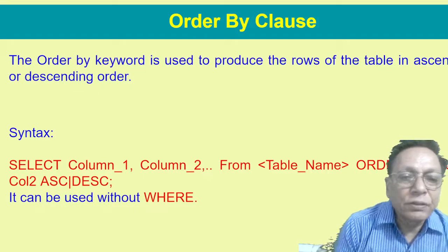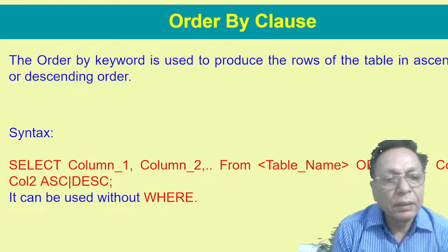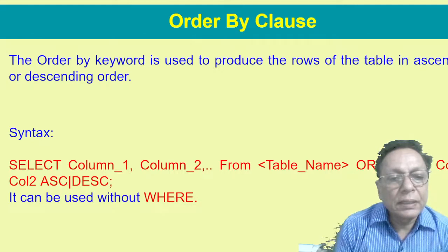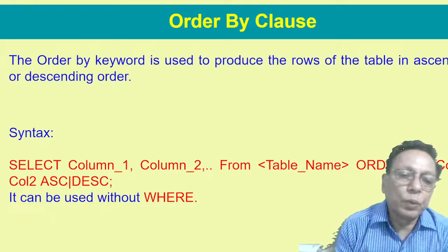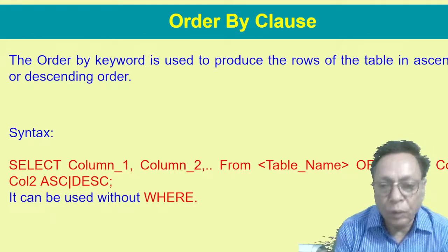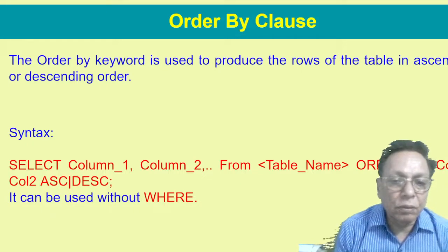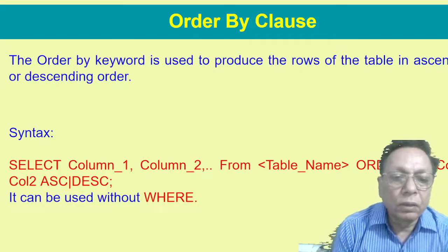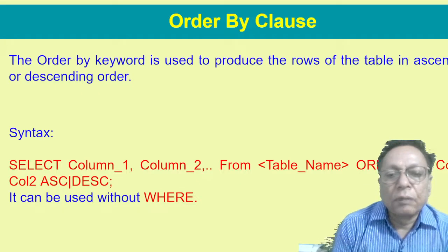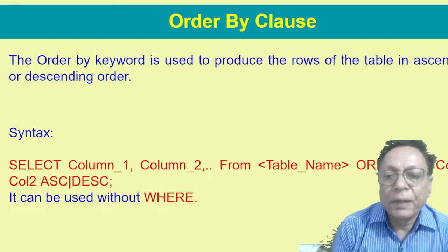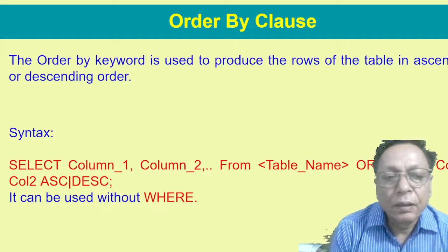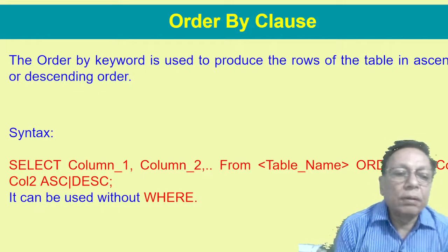So what is the syntax of sorting the table? It is: SELECT attribute 1, attribute 2, or all the records. Means if you put the asterisk sign, it means all the columns, FROM table name ORDER BY column 1, column 2, ascending or descending order.